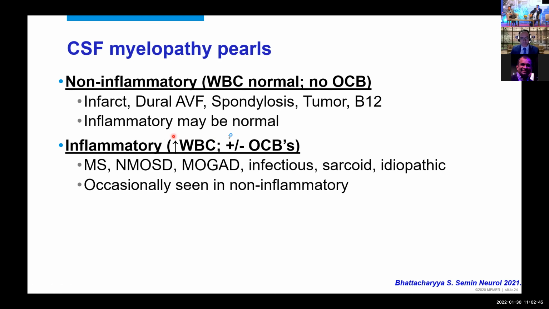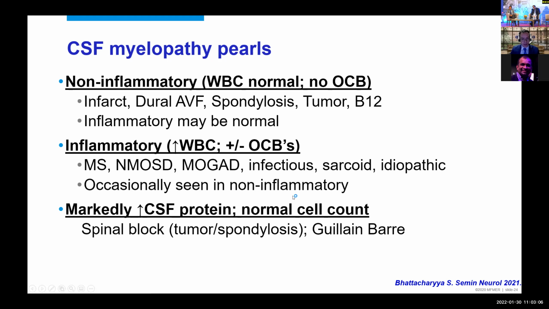On the other hand, if you see an elevated white blood cell count or oligoclonal bands, it might point you more towards some of these inflammatory etiologies that we mentioned here, or an infectious etiology. But sometimes with non-inflammatory, like with the spinal cord infarct, you can have a few white blood cells leak into the spinal fluid. So don't let that completely exclude it for you. If you see a markedly elevated CSF protein and a normal cell count, you want to consider, could it be a spinal block? Sometimes you get prevention of recirculation of protein, and that results in an elevated protein.